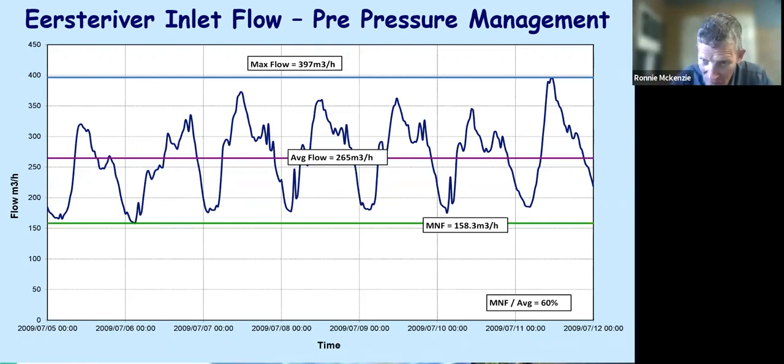I can't actually see it. So I think it's over 50%. Let's move this little box. Yep, 60%, there we go. That means there's significant leakage in the system.